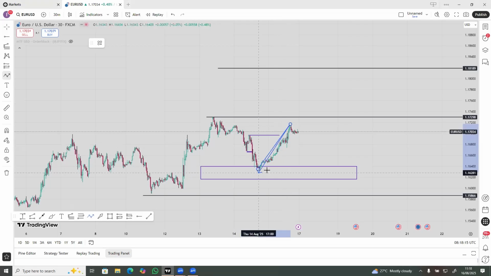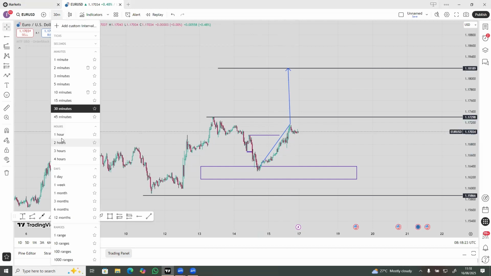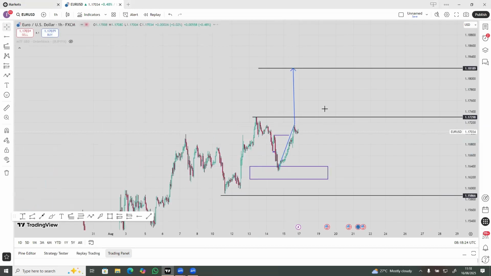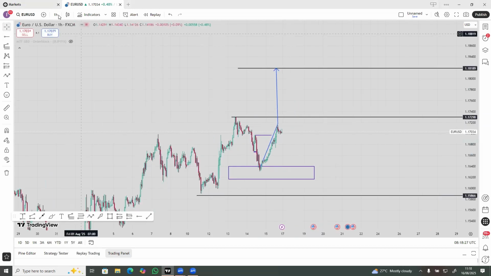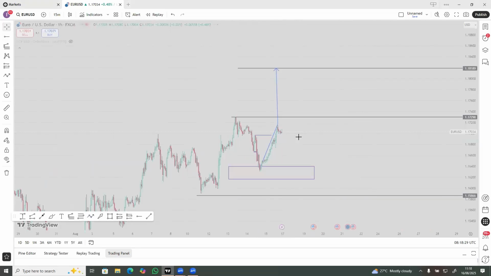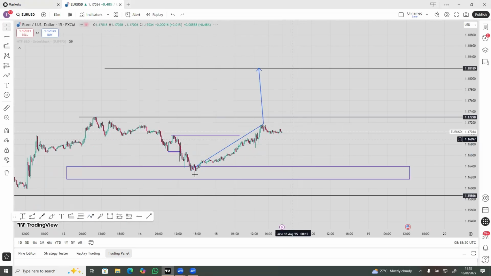So if you enter here to buy, you're supposed to keep holding that price to that area. Okay, let us shift the time frame to find a point of interest to enter from. On 15 also you can see this structure.